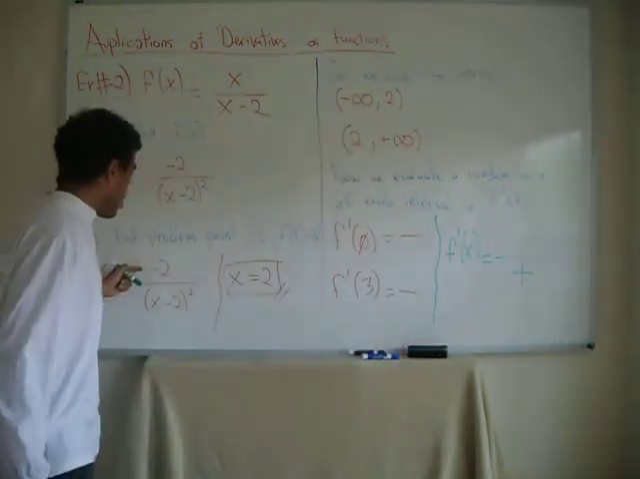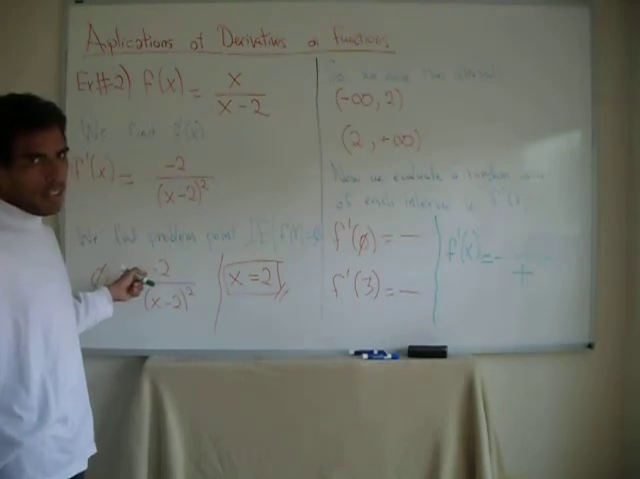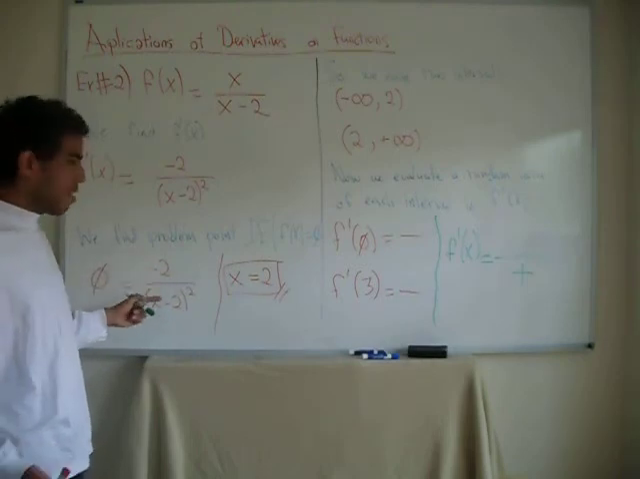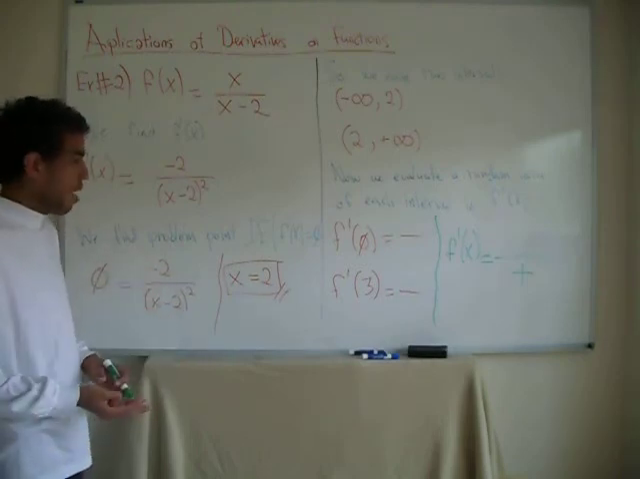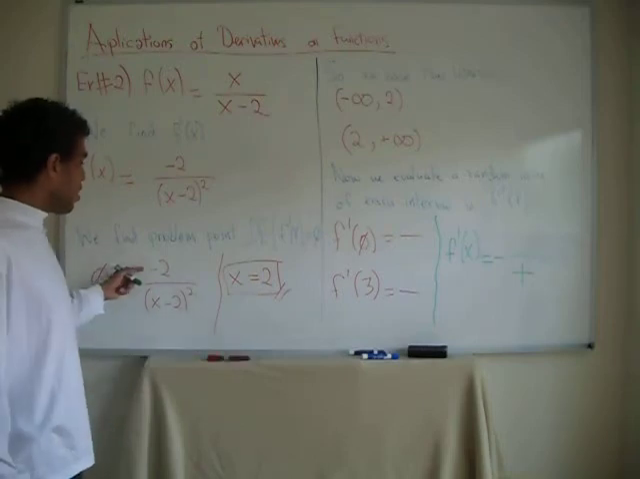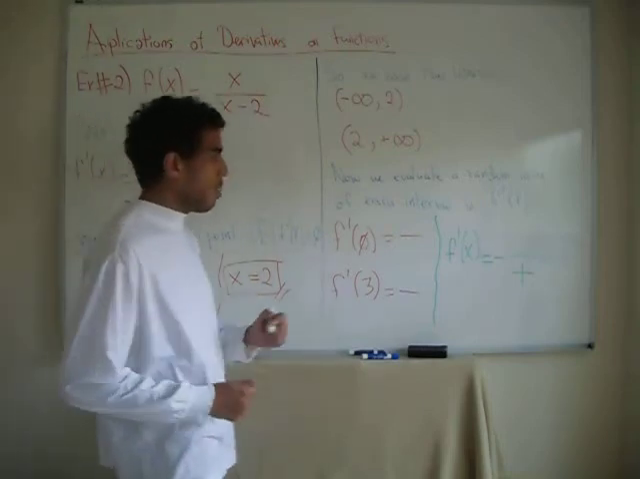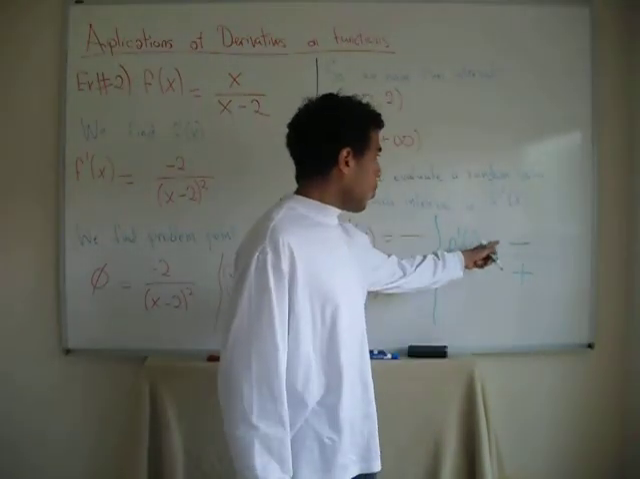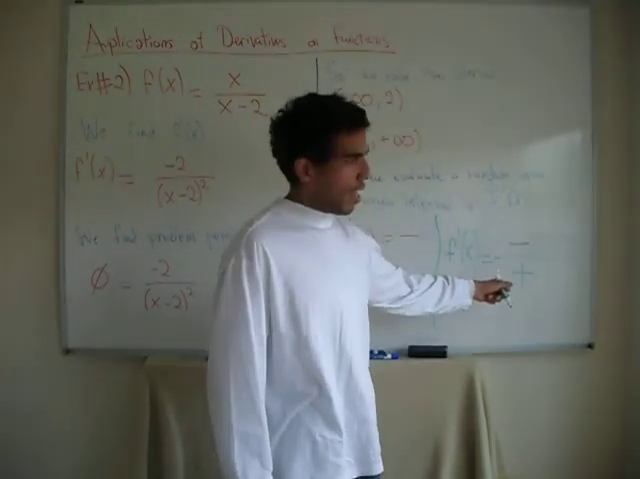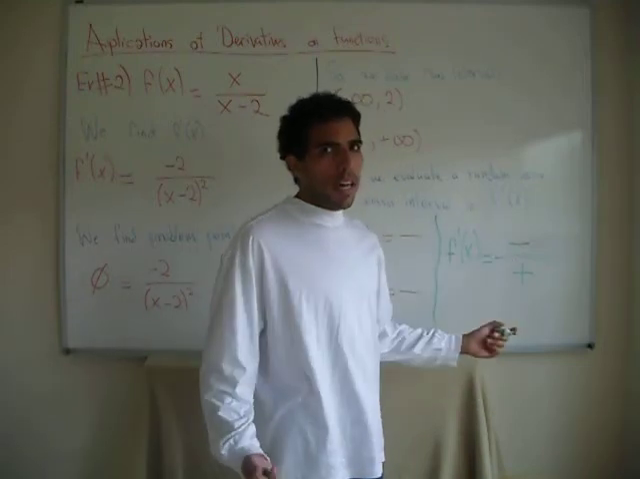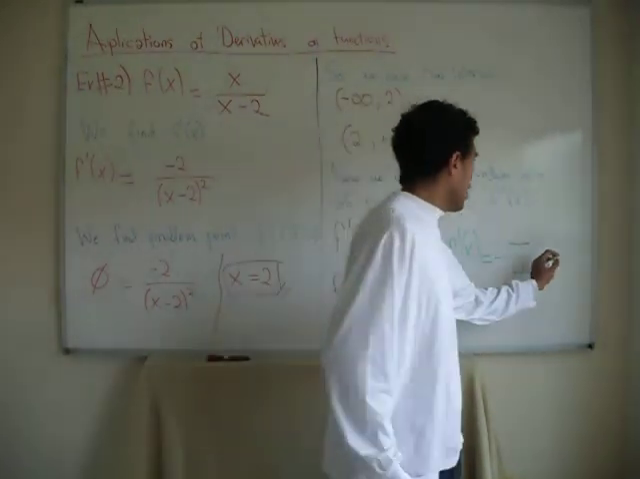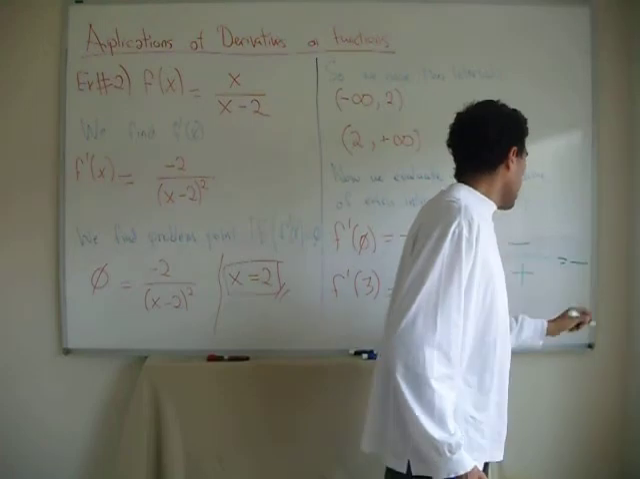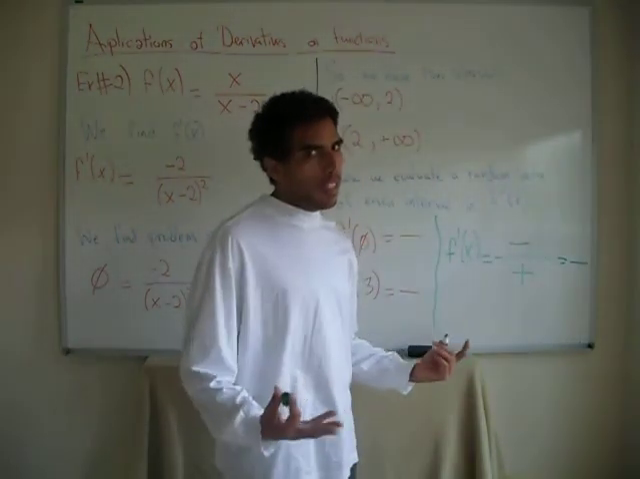In the upper part, we have minus 2, which is a constant. It's not affected by the variable x. Okay, there's no x in there. There's no variable. There's nothing going on. So the sign of the upper part is always going to be negative. Therefore, f prime is always going to have this sign, minus over plus. And minus over plus is minus. So that means that the sign of f prime is always going to be negative.